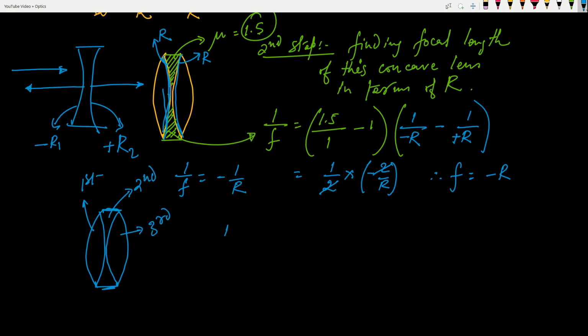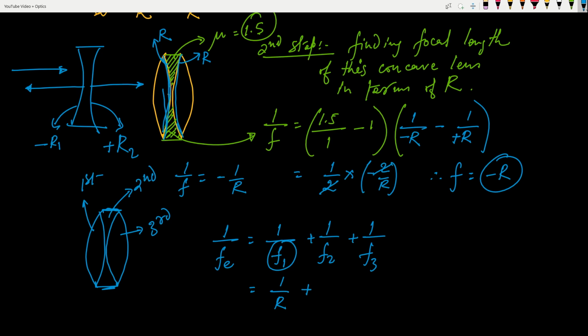So we can say the equivalent focal length for these combined lenses is 1 by f1 plus 1 by f2 plus 1 by f3. Now f1 is a convex lens having focal length r, because we have found f1 to be r, so it is 1 by r, plus f2, a concave lens with focal length minus r, so we write 1 by minus r, plus f3, which is again the same convex lens, so it will be 1 by plus r.